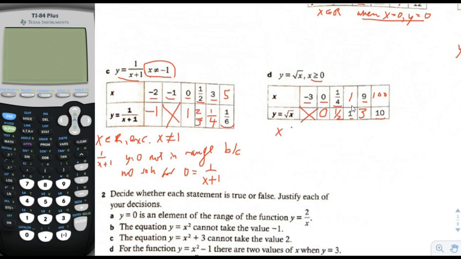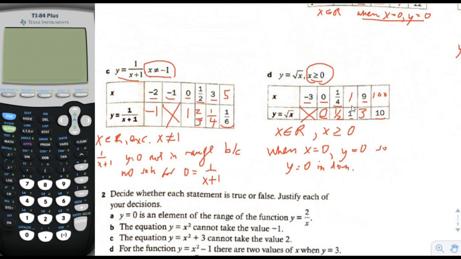The domain is x is all real numbers, x is greater than or equal to 0, right? Because they already said x has to be greater than or equal to 0 here. And then is y equals 0 in the domain? Yes, it's in the domain: when x equals 0, y equals 0. So y equals 0 is in the domain.